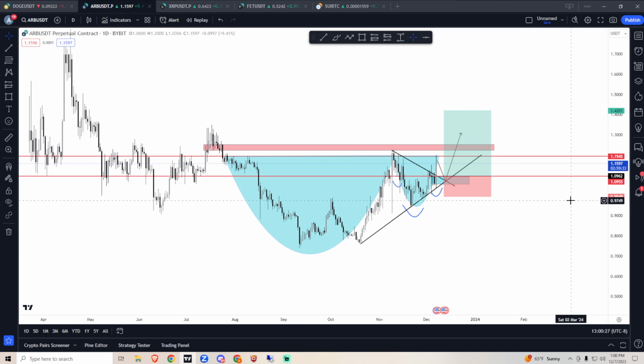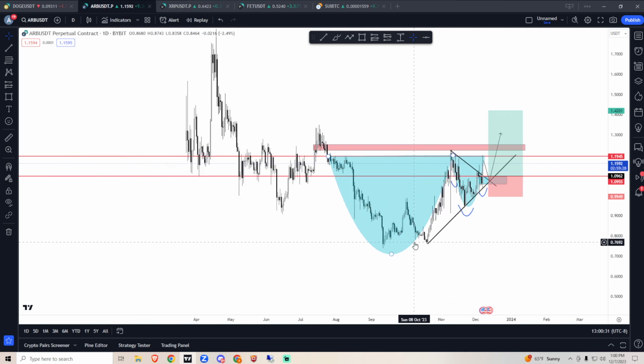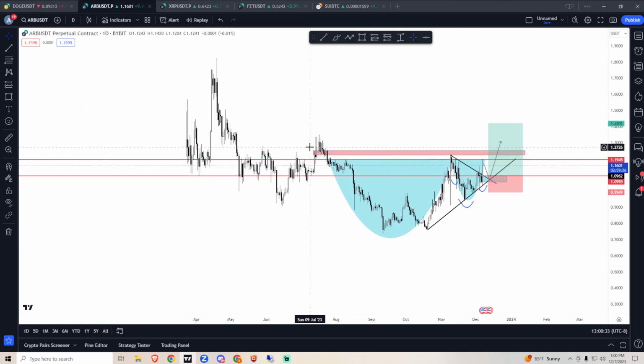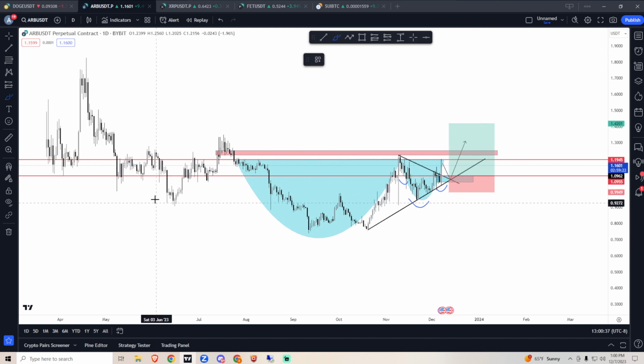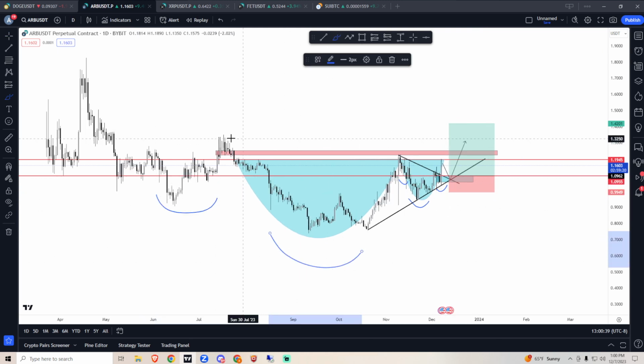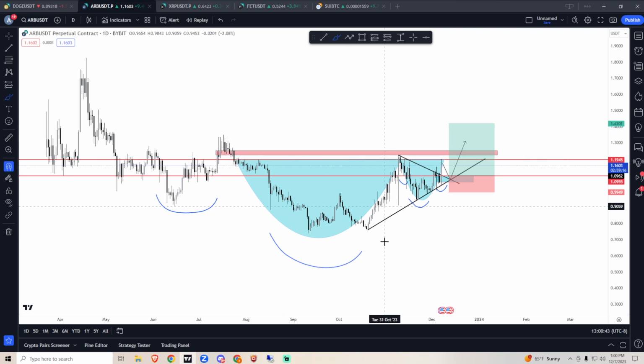Yeah, so TA is subjective, right? I can draw multiple trend lines that other people don't see. Someone else can have a trend line. It's all subjective. But for me, this is not an inverse head and shoulders. This invalidated the head and shoulders. Okay, so that's what I'm looking for in ARB.